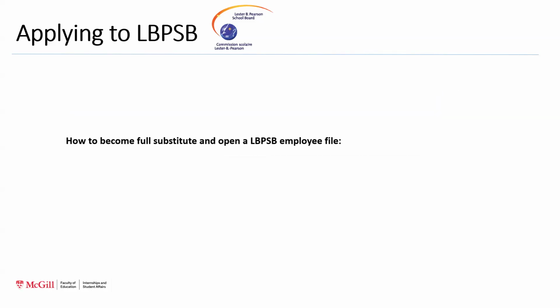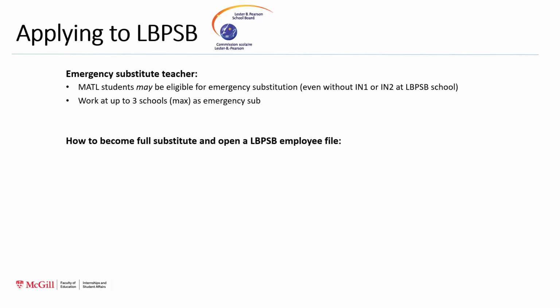A few other things to note about Lester B. Pearson. MHL students may be eligible for emergency substitution even without internship 1 or internship 2 completed at a Lester B. Pearson school. Again, it's case by case. You'll have to iron that out with HR directly. And then if you do get that permission, until you obtain your brevet, you will only be allowed to work at 3 schools maximum.